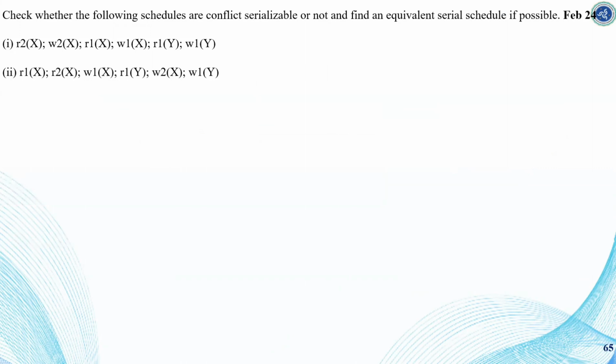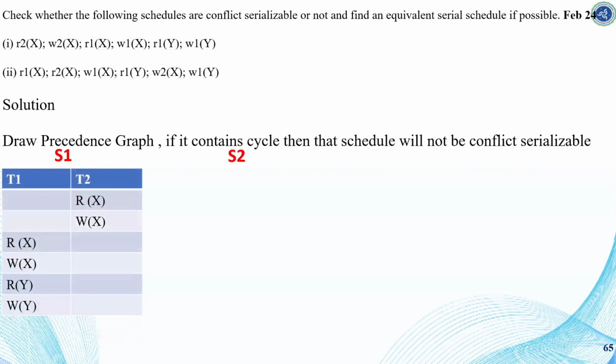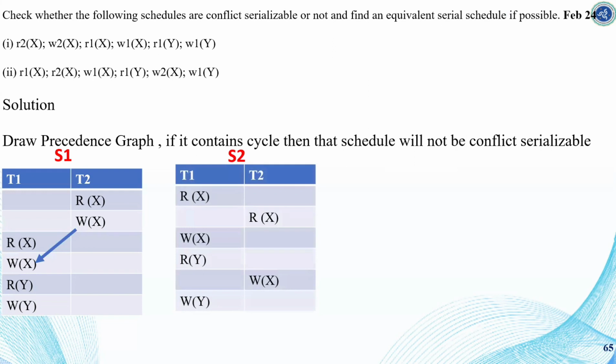Next we have another question, from February 2024. You are given two sets of transactions and you need to find whether it is conflict serializable or not. If it is, then you need to find the equivalent serial schedule also. For that, we need the precedence graph. Here this is schedule S1 and this is schedule S2. We have to find the various conflicts in S1 and S2. This is the conflict in S1 and this is the conflict in S2.